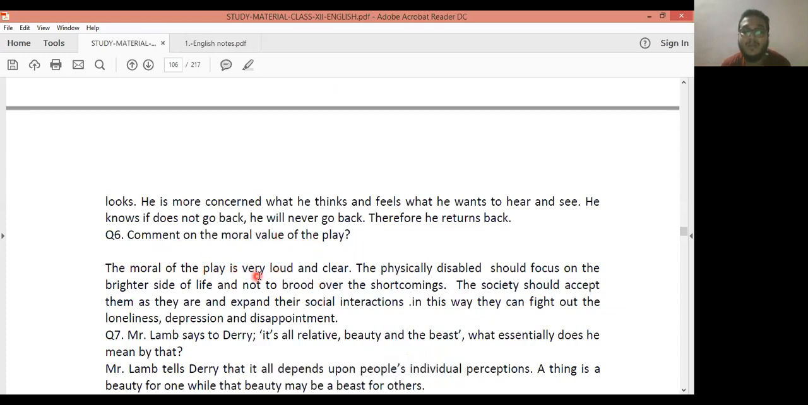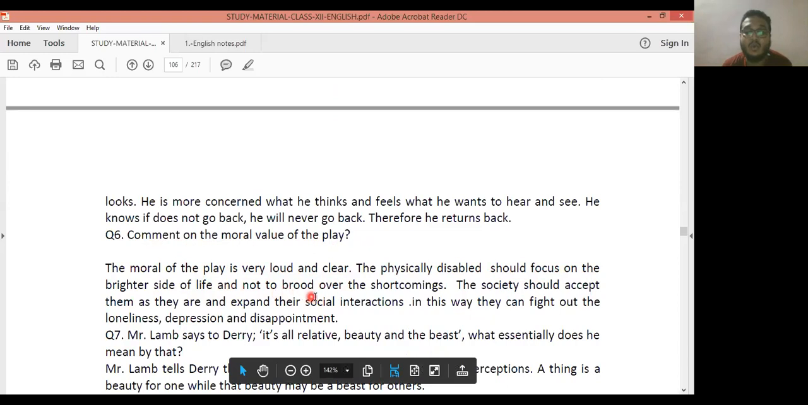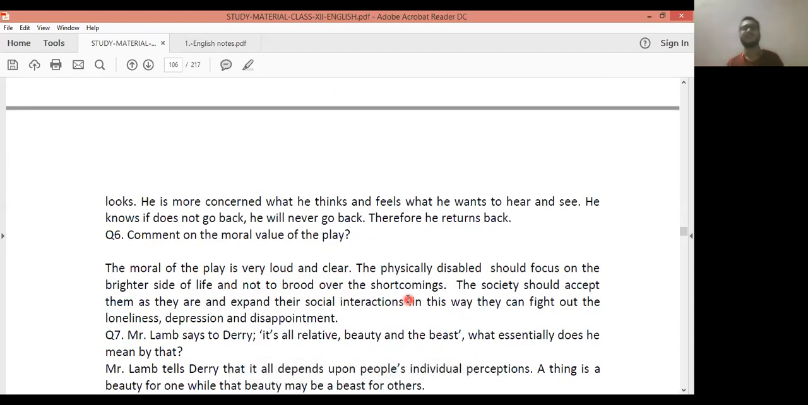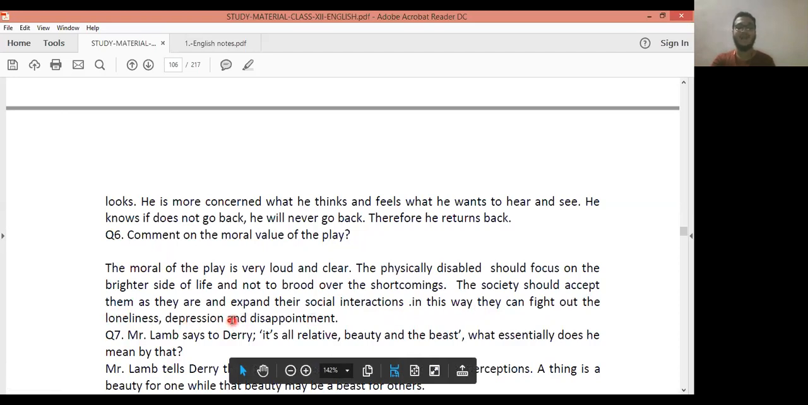The moral of the play is very loud and clear. The physically disabled should focus on the bright side of life and not brood over the shortcomings. Yes, students, this is also the message for us. We should always focus on the bright side of our life, not the problems and shortfalls in it. If we can take those shortfalls, the lacunas, the problems in our life, and learn and improve, we must not commit the same mistake. Society should accept them as they are and expand their social interactions. In this way, they can fight loneliness, depression, and disappointment.